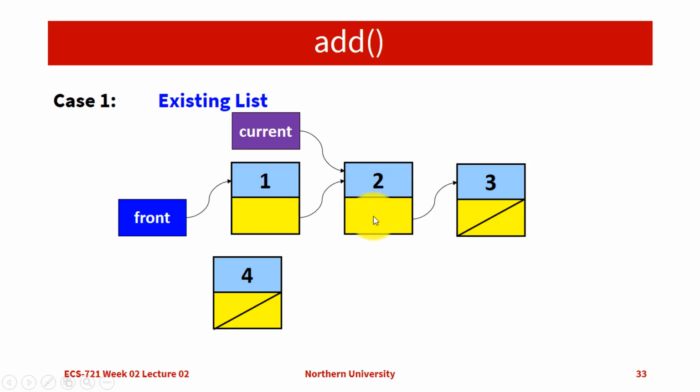Similarly, we are going to again check if the next pointer of the current node, to which the current is currently pointing, is null.